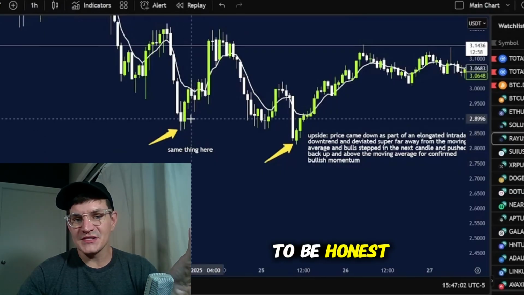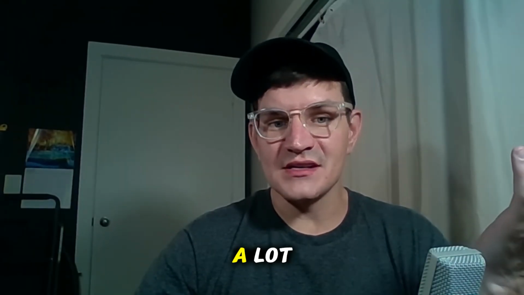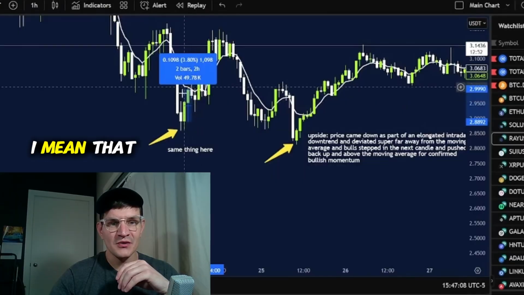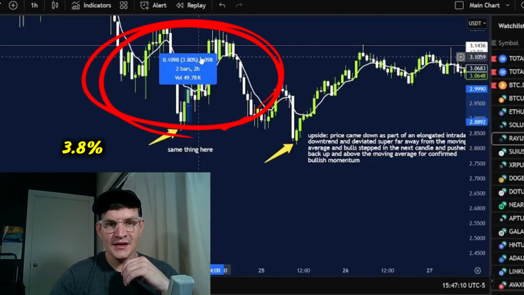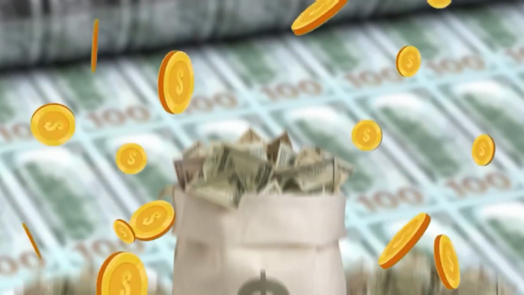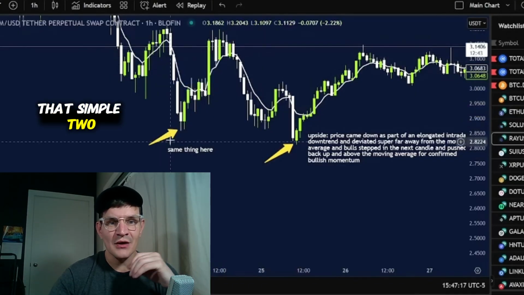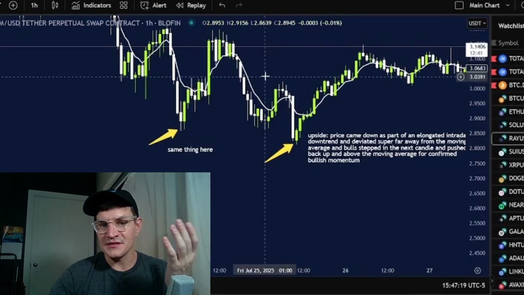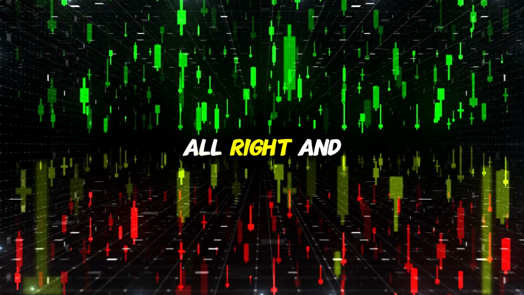And to be honest with you, I like to trade these a lot. The reason why is because a simple trade like that would have yielded about 3.8%. Multiply that by 10x leverage, and you're making almost 40% profits, just off of that simple 2 hours of it going up and retesting that moving average once again. And that's solid profit here.